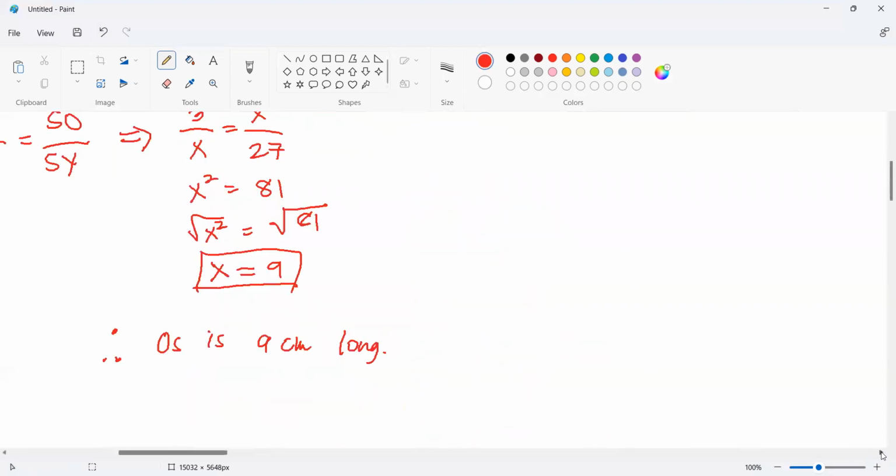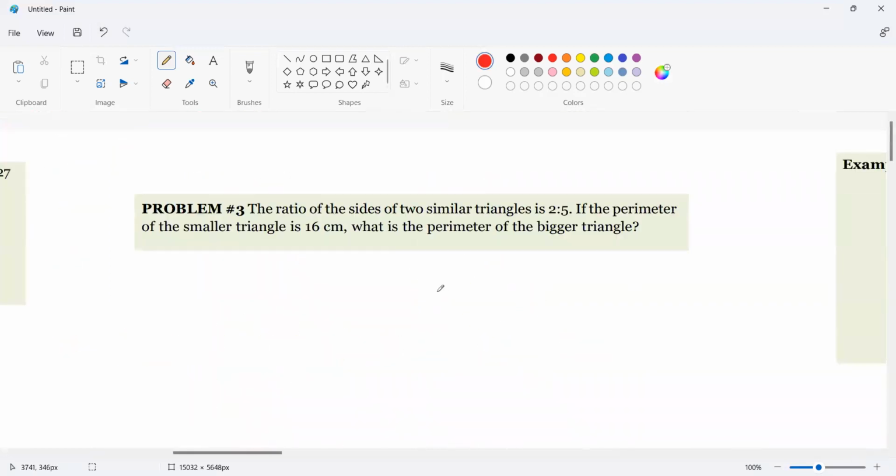Okay. Let's go to the third example of similar triangles. The ratio of the two sides of similar triangles is 2:5. If the perimeter of the smaller triangle is 16, what is the perimeter of the bigger triangle?